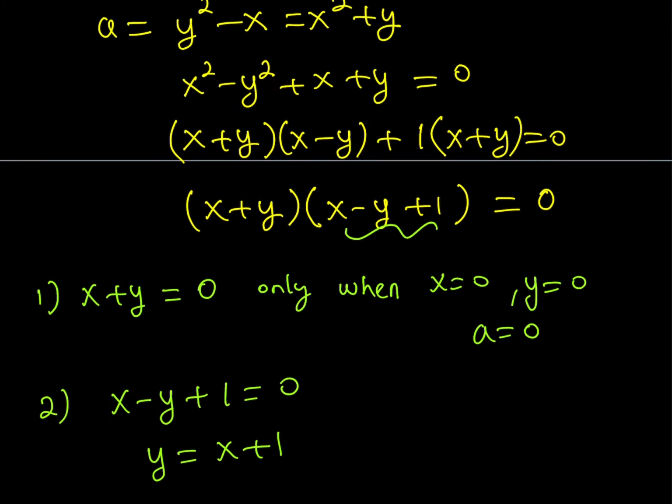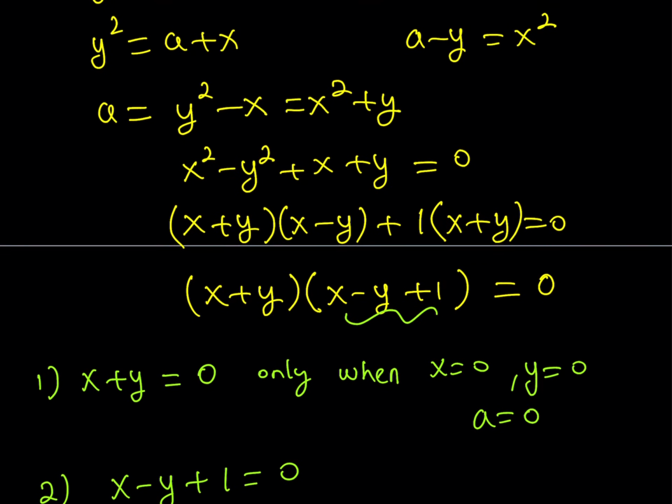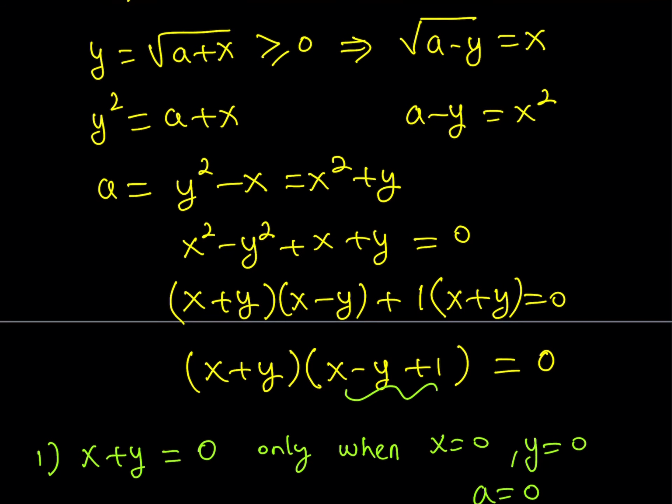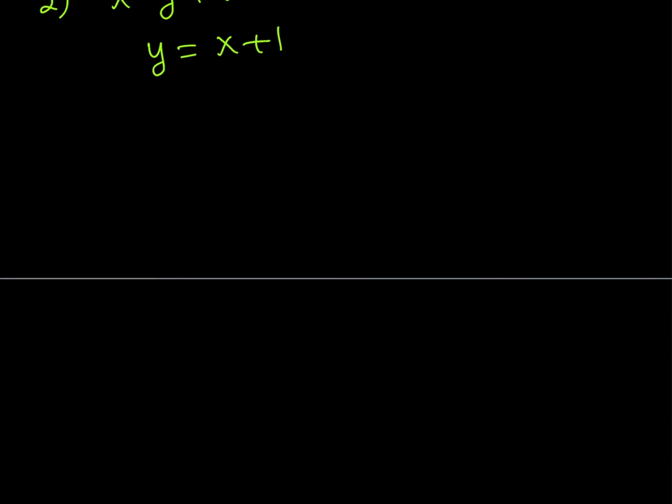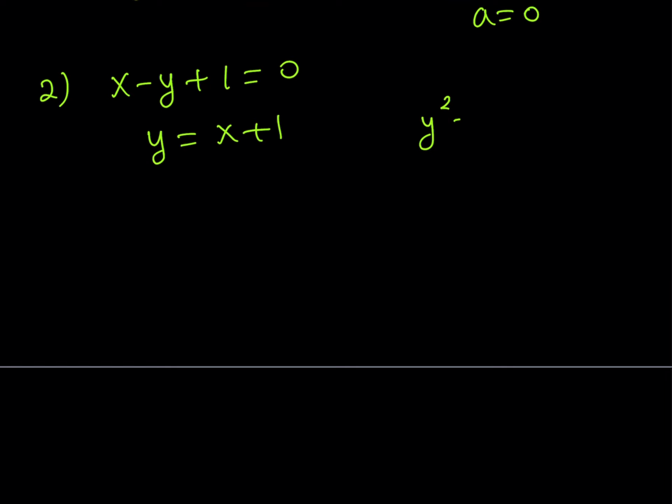Well, if you go back to one of the original equations, like here and here, we've received two equations, remember? We had this one and this one. So let's just go ahead and use this one. Y squared is equal to a plus x.